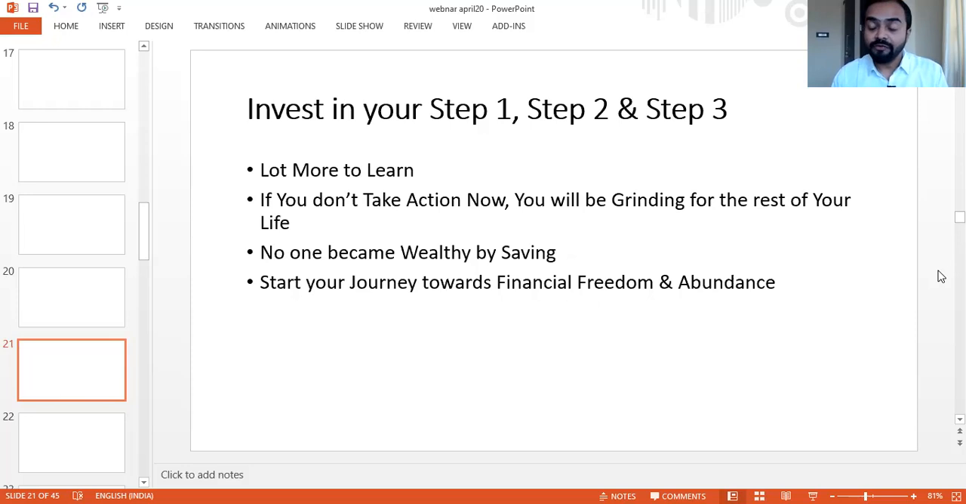If you want to seriously become a profitable trader, then you have to take action right now and invest in your learning. No one becomes wealthy by saving. If you want to start your journey towards financial freedom, then you cannot depend on your savings. No one ever became rich by saving. If you want to become wealthy, then you have to increase your sources of income, and trading can be one such source of income.